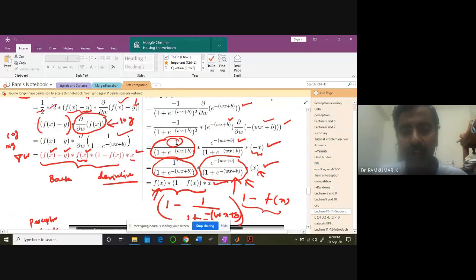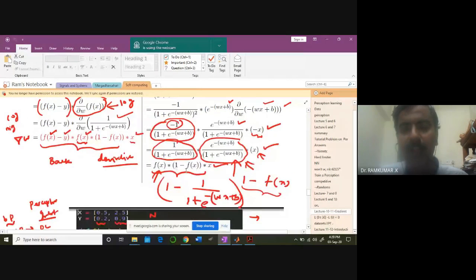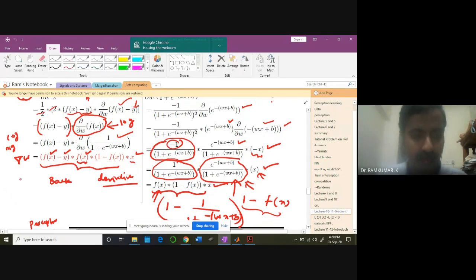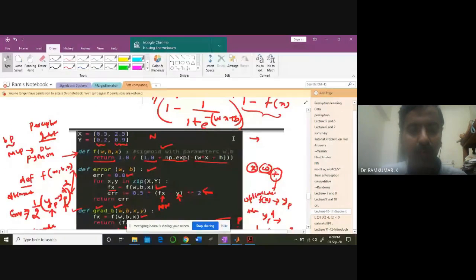So if you are going to work with Python code for this kind of derivative, it's quite easy. We do not compute the derivative, we simply plug in those values: f of x, you know what is y, f of x, 1 minus f of x. Simply plug in those values. That's the power. This expression is quite important in the back propagation algorithm, which you are going to see next, the multi-layered perceptron. And this is the Python code.